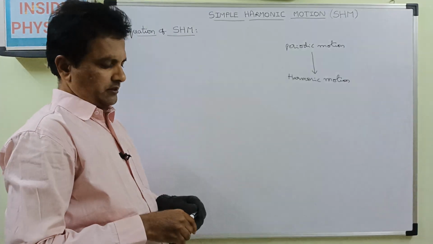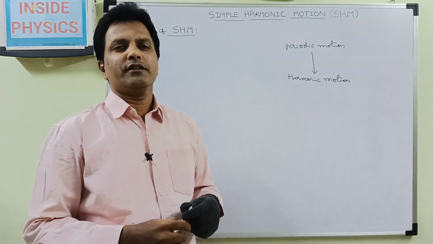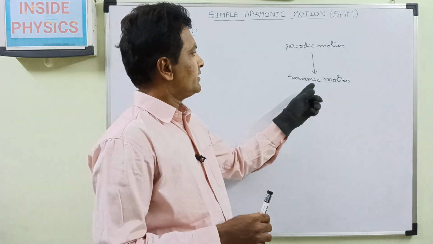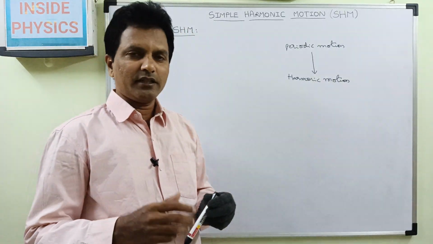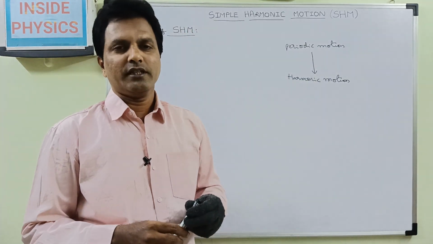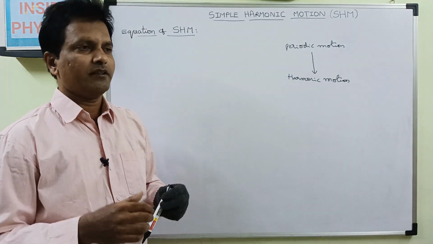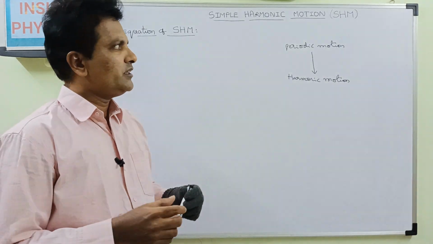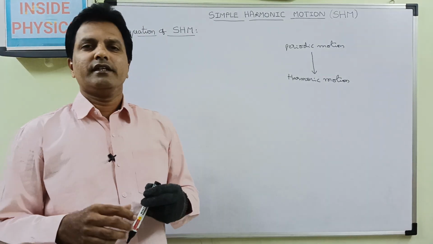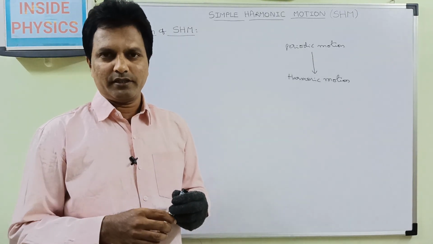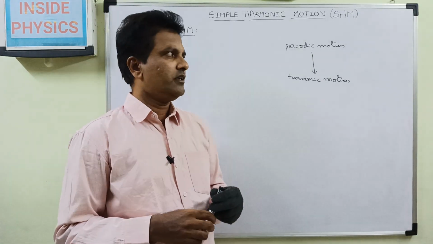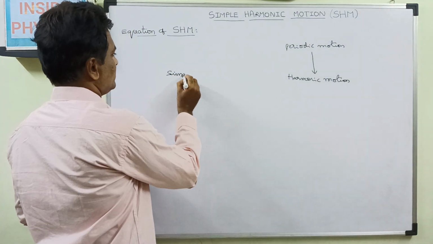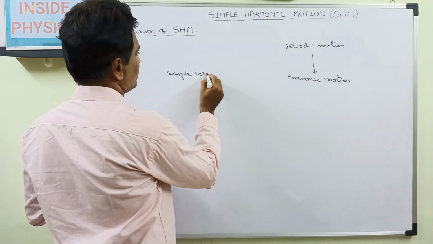If the harmonic motion is said to be a simple harmonic motion, then the periodic motion is generally caused by a restoring force. If there is some restoring force, then only the force causes the periodic motion. If the restoring force is directly proportional to the displacement of the particle, then it is called simple harmonic motion.